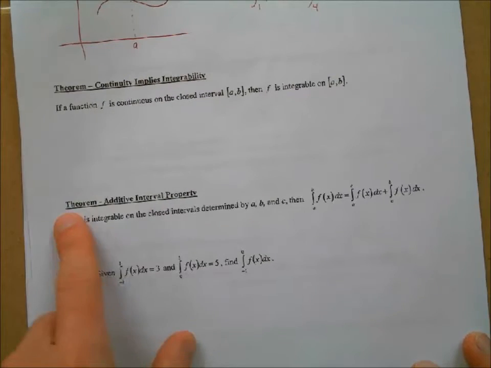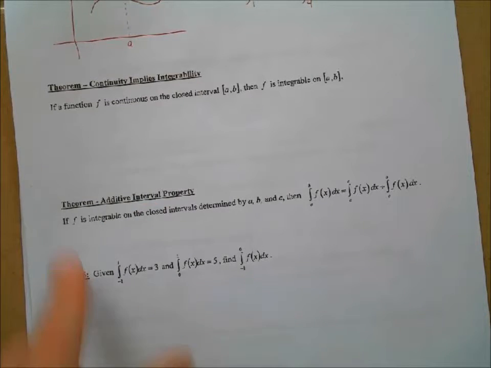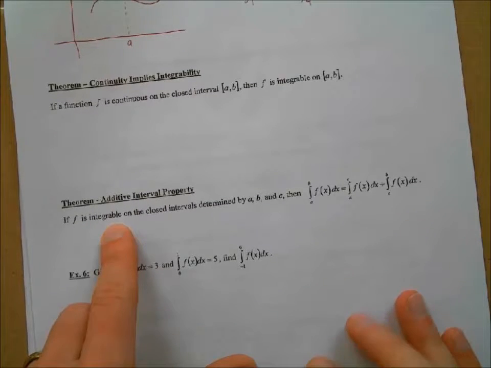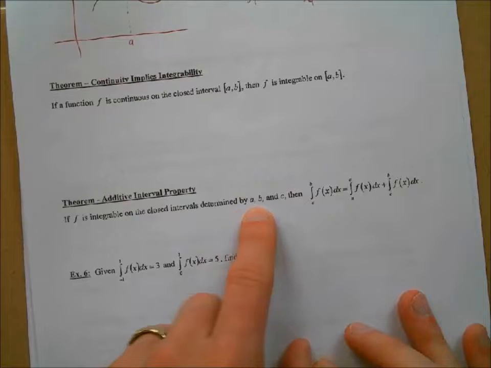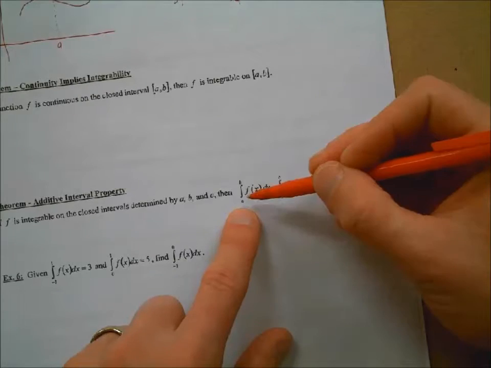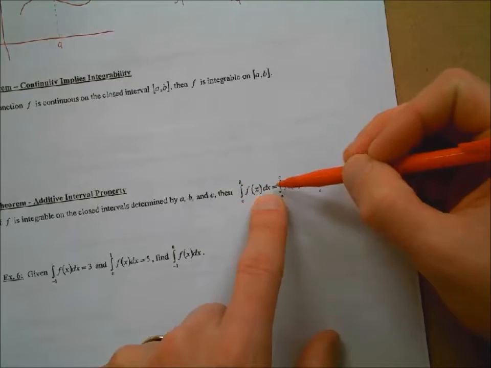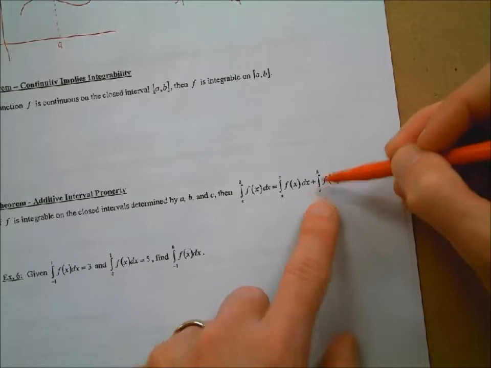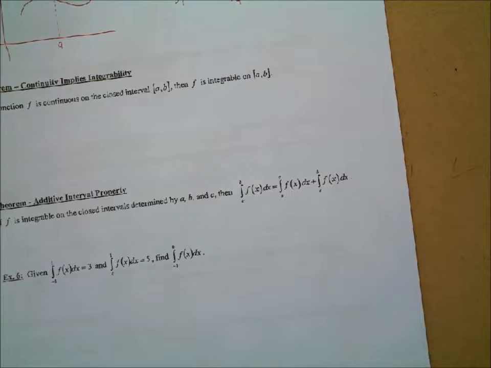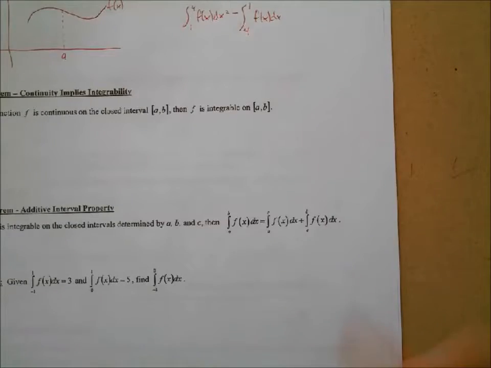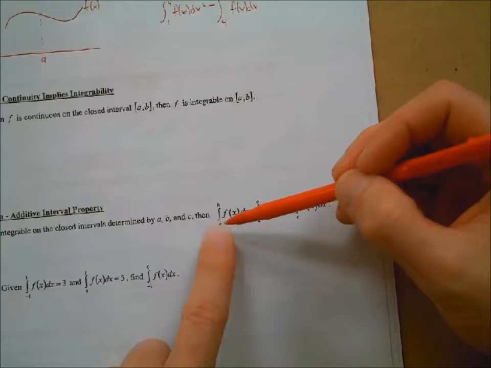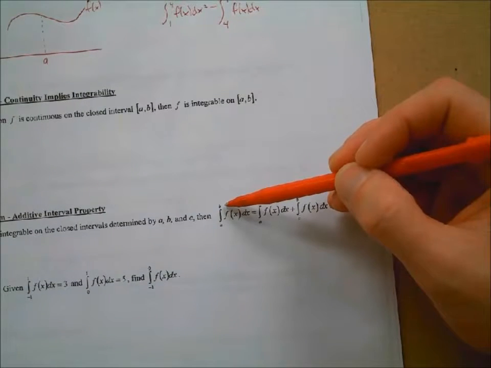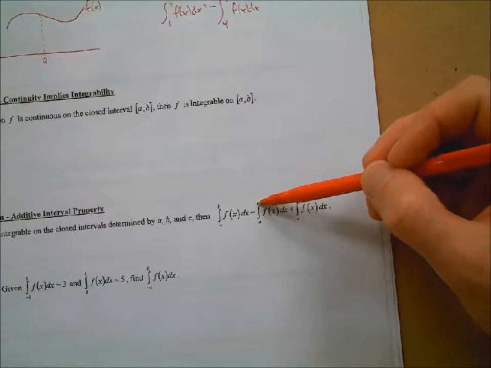All right. So theorem: additive interval property. If f is integrable on the closed intervals determined by a, b, and c, then the integral from a to b of f of x dx is equal to the integral from a to c of f of x dx plus the integral from c to b of f of x dx. So you see what we did here in this case, we took the interval from a to b and we broke it up into 2. We integrated from a to c, and then from c to b.